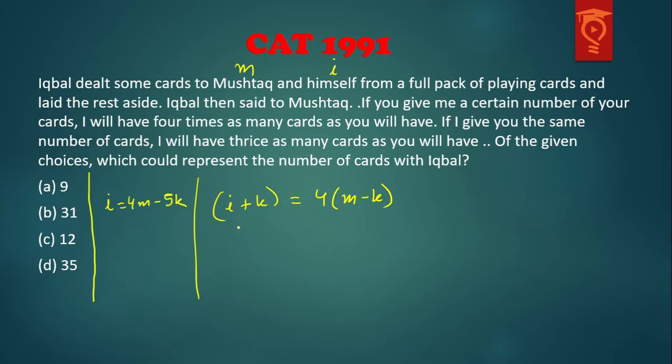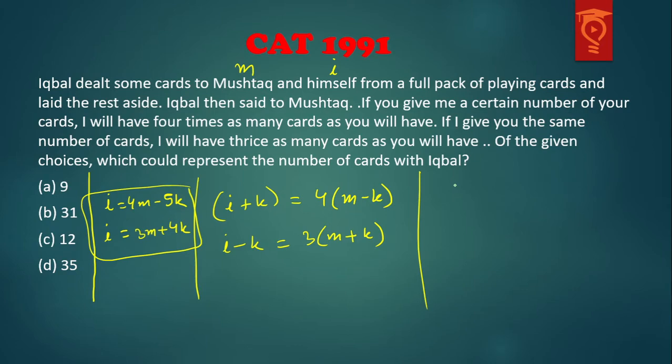Solving this, I get an equation that is I equals 4M minus 5K. Second time, I has to give away K cards, and this will be 3 times M plus K. Solving this, I'll get I equals 3M plus 4K. Now if we solve these 2 equations, we'll get 4M minus 5K equals 3M plus 4K, and this gives you M equals 9K. Now M, I and K are all supposed to be positive integers because they are numbers of cards. They cannot be fractions or decimals or irrational numbers.